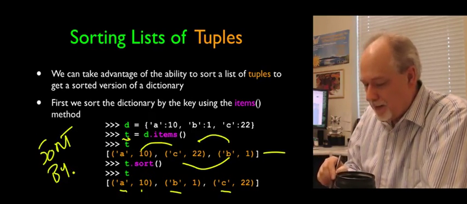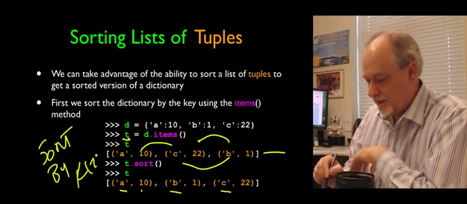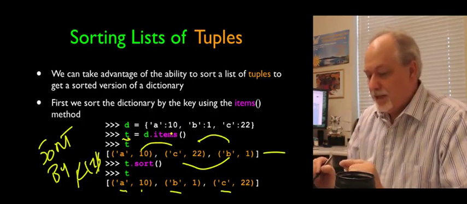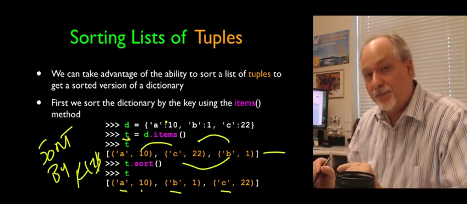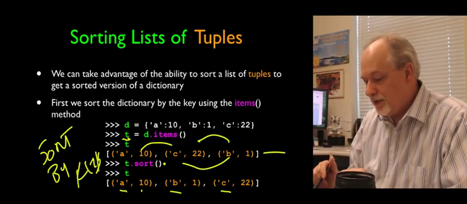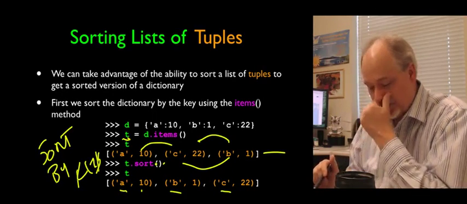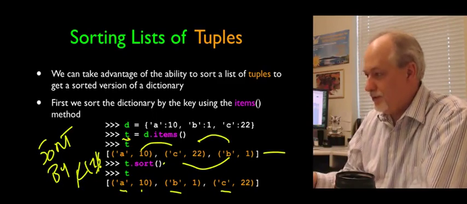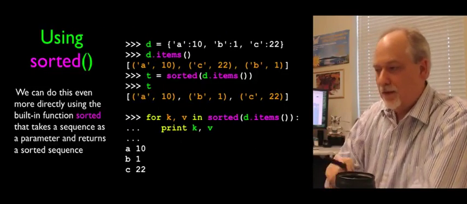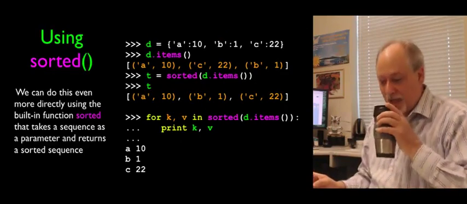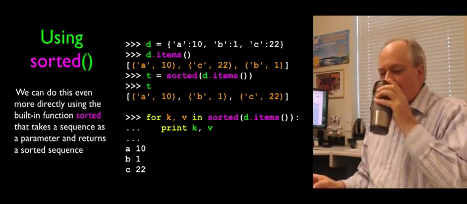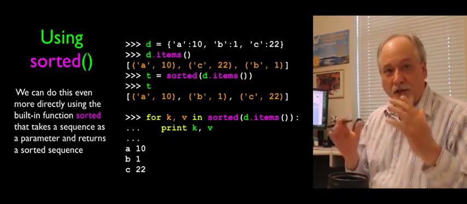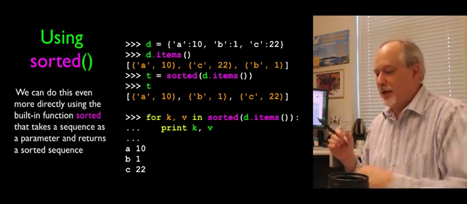Okay, so this is a way to sort by keys. We take a dictionary, we get back a list of tuples, key-value tuples, then we sort that list of key-value tuples, and then it's sorted by key. Okay, so that's one sort. There is a built-in function in Python called sorted, which takes as a parameter a list and gives you back a sorted version of that list.